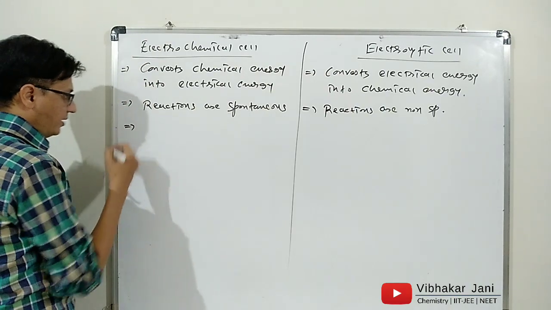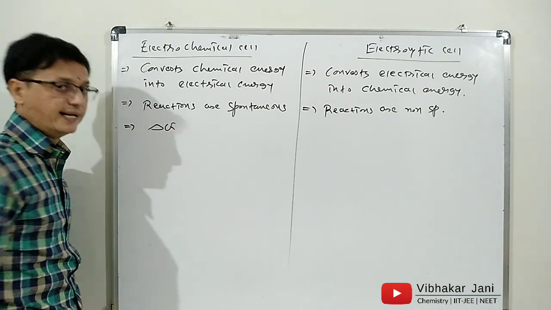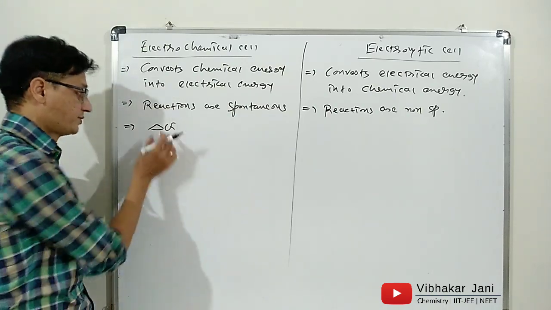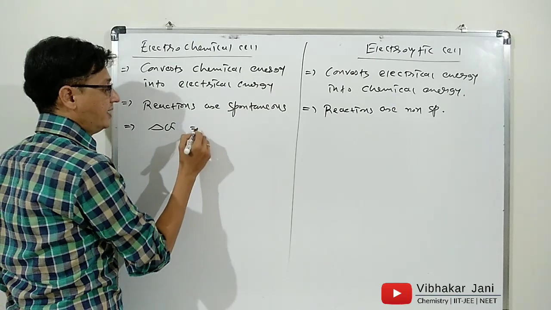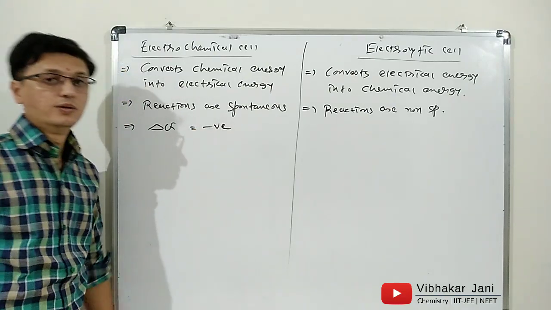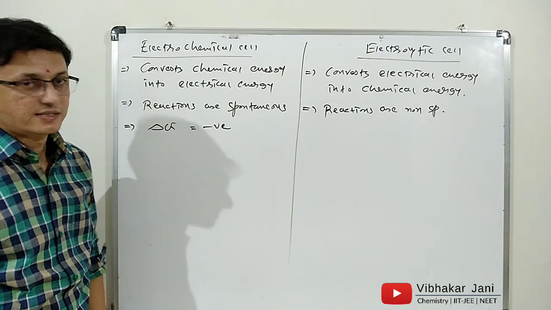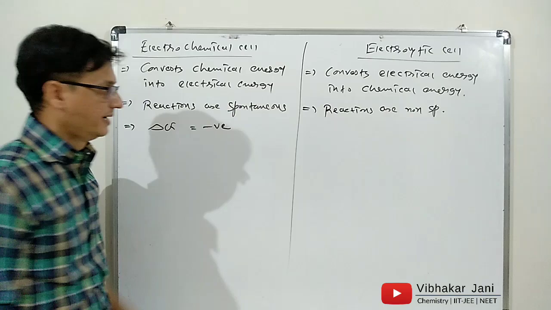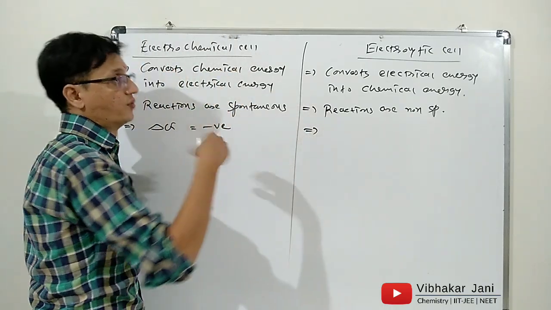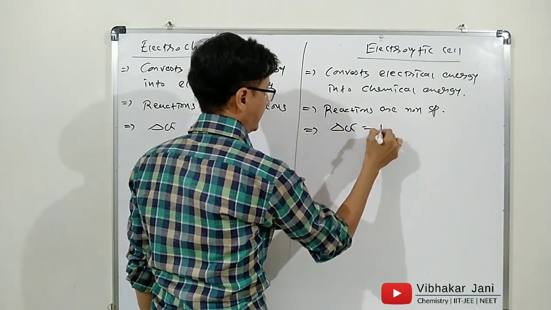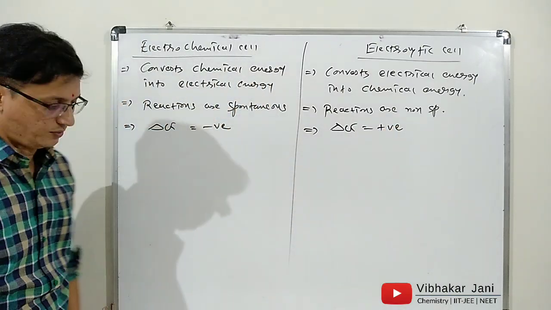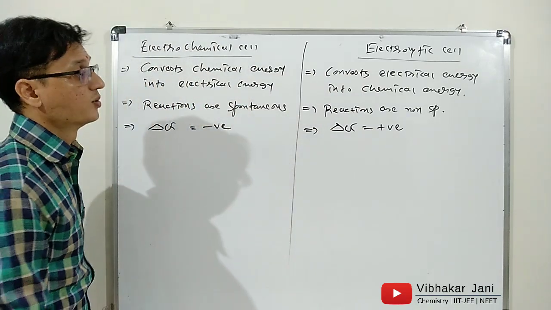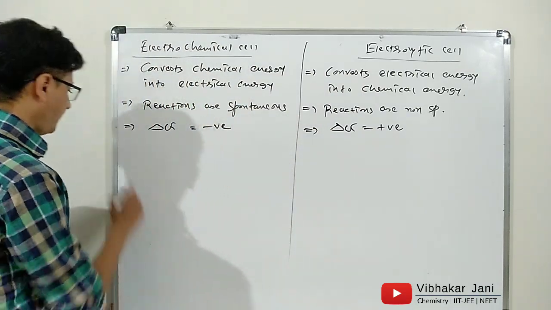Okay. Now, the Gibbs free energy value, that is delta G. This is also a property of thermodynamics. Gibbs free energy, delta G, will have a negative value in case of electrochemical cells. That means if the reaction is spontaneous, the value of delta G will be negative. But in case of electrolytic cell, the value of delta G will be positive. That means for all non-spontaneous reactions, Gibbs free energy always has positive values.